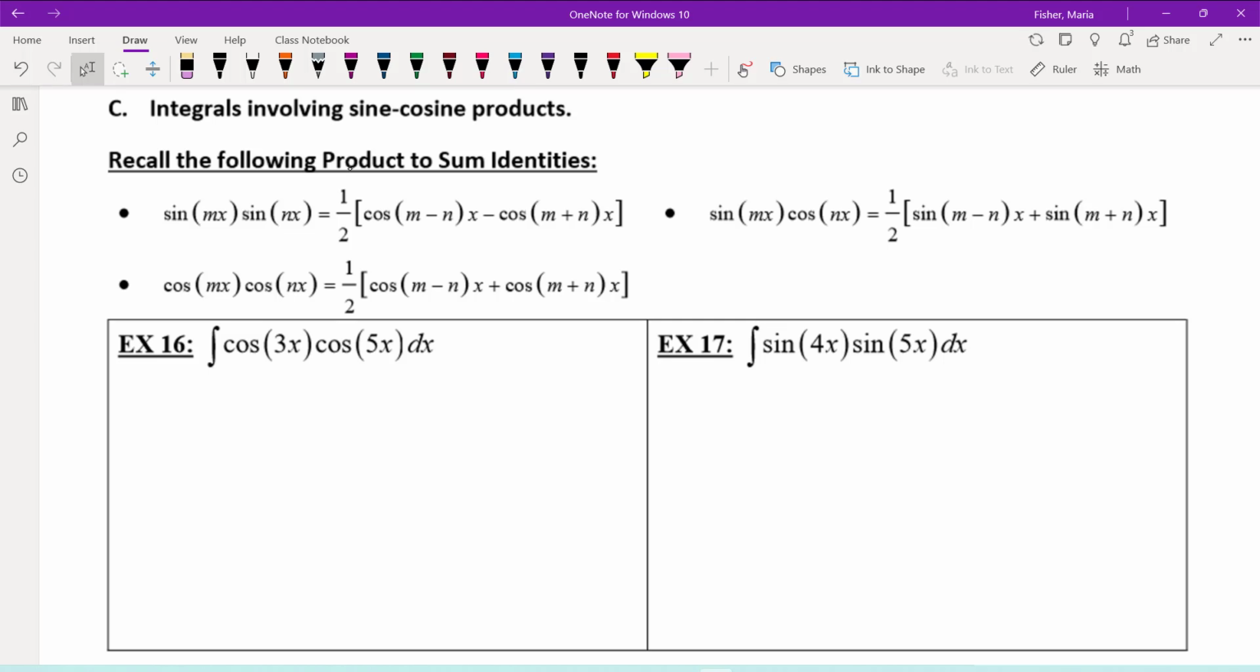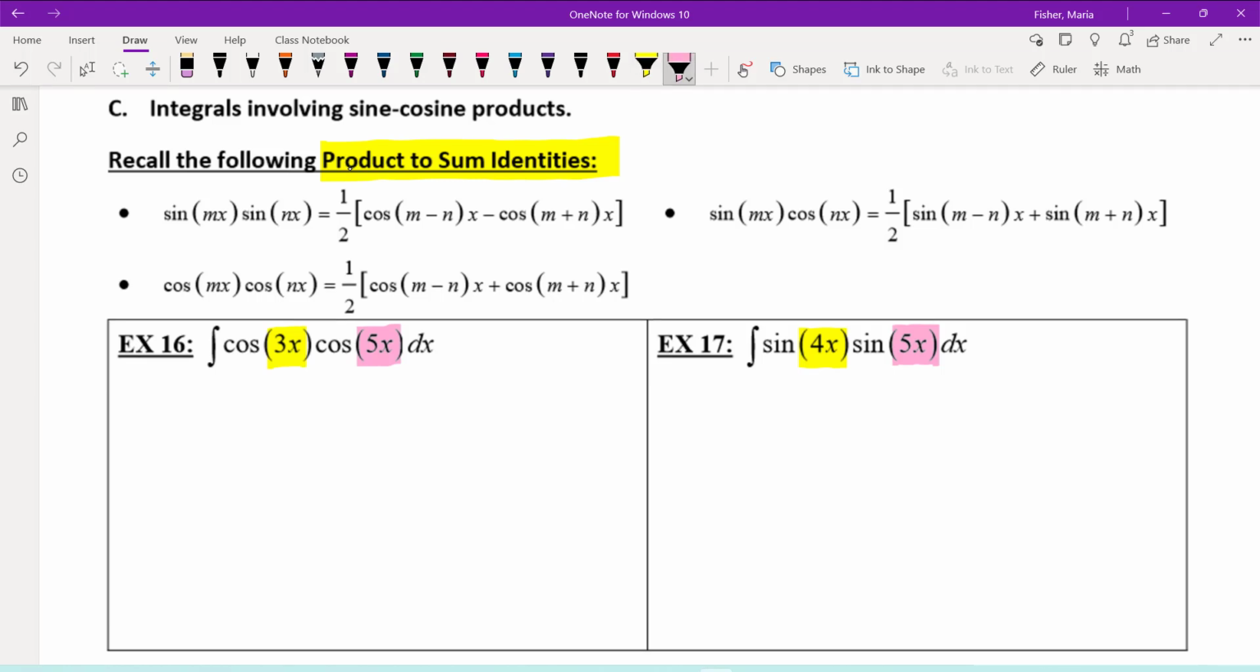The last thing that we're going to talk about in this section is products that are involving sine and cosine. Really, we're looking at products where the argument of your trig functions is not the same. If they're both x's, or they're both 3x's, or they're both 5x's, or they're both 4x's, etc., if they're the same, we know what rules we use. We use the rules we talked about before. But if they're not the same, we have to use these product to sum identities.